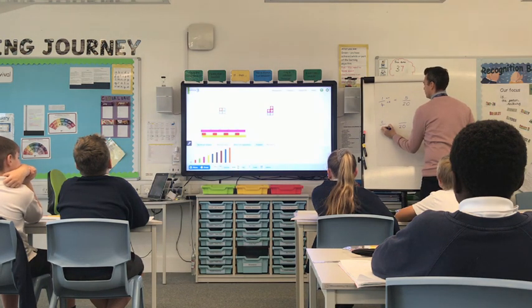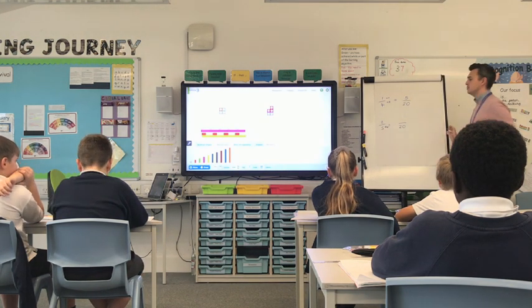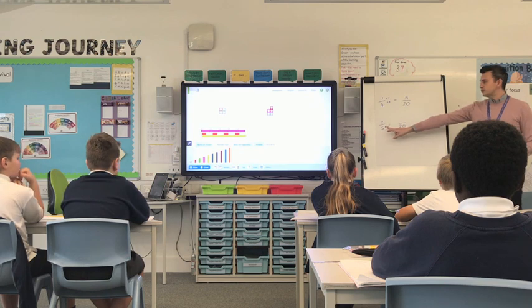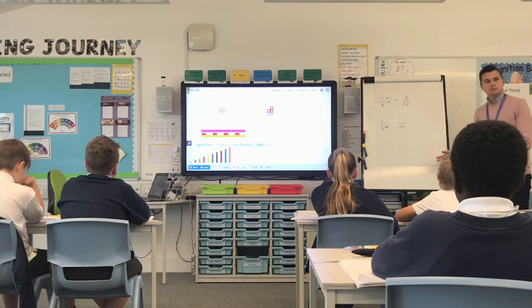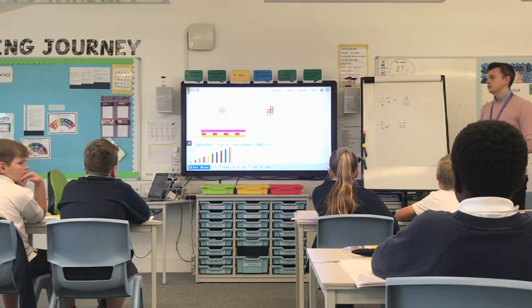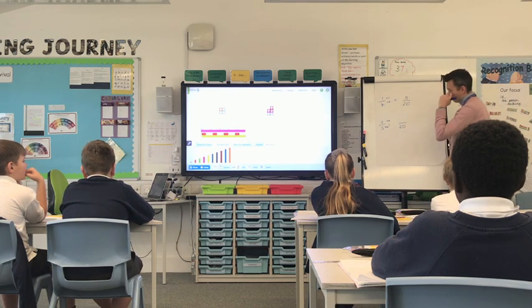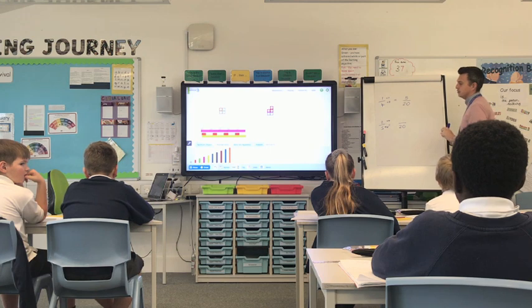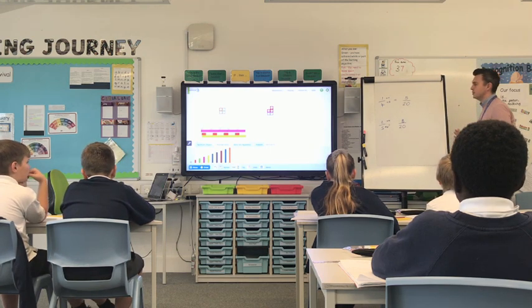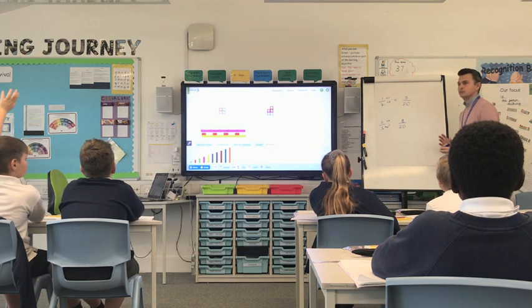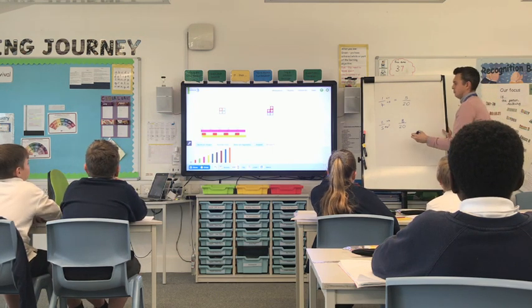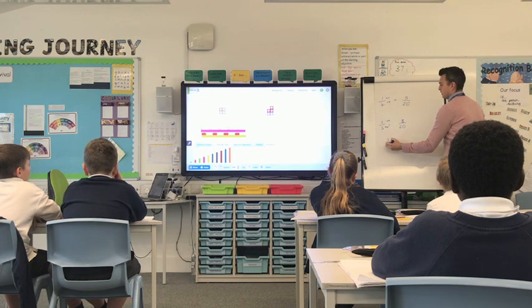And Grace, what did Jensen say? That because we timesed the denominator by 4, we have to do the numerator by 4 as well. So what does that become, Grace? Eight. So which fraction is larger? 2/5. Yeah, so we can write them down like this.